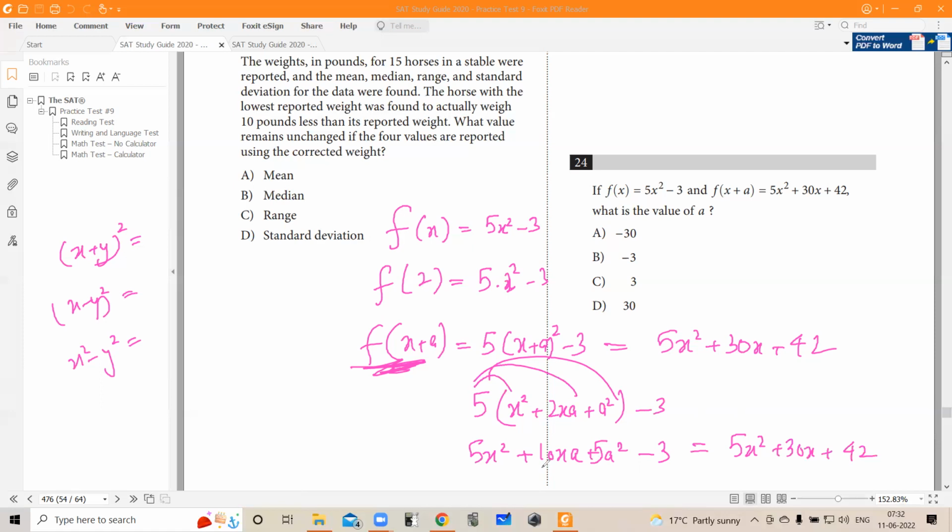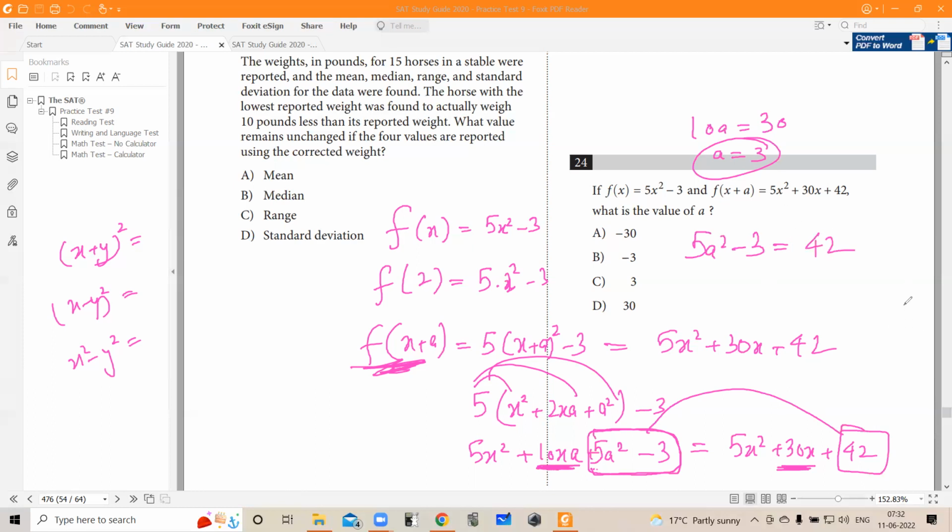So 10ax is equal to how much? 30. So 10a is 30. How much is a? 3. That's it. And the constant is this whole thing, 5a² minus 3. 5 times 3, 15, so 5 times 9 is 45. Let me check whatever that is, I was just comparing the constants, 42. Yeah.